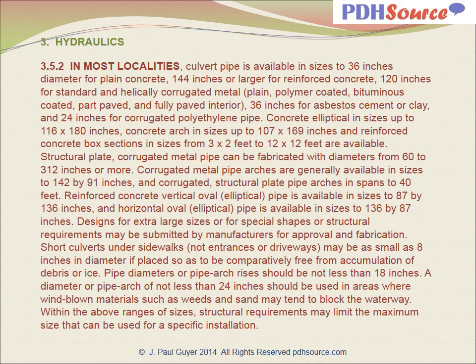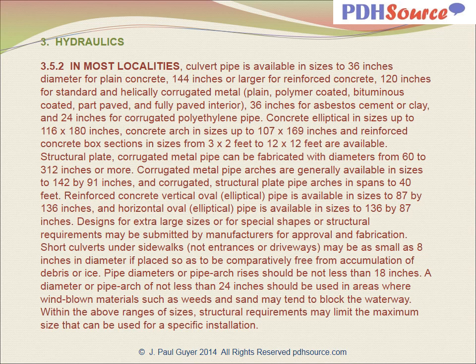In most localities, culvert pipe is available in sizes up to 36-inch diameter for plain concrete, 144 inches or larger for reinforced concrete, 120 inches for standard and helically corrugated metal, plain, polymer coated, bituminous coated, part paved and fully paved interior, 36 inches for asbestos cement or clay, and 24 inches for corrugated polyethylene pipe. Concrete elliptical in sizes up to 116 by 180, concrete arch in sizes up to 107 by 169, and reinforced concrete box sections in sizes from 3 by 2 feet to 12 by 12 feet are available.